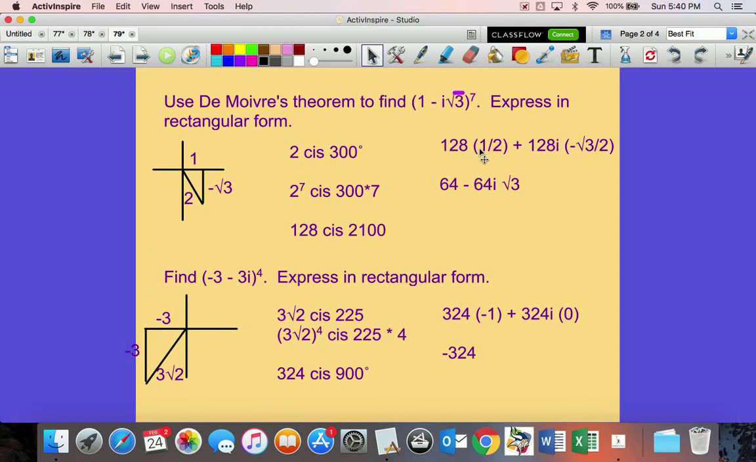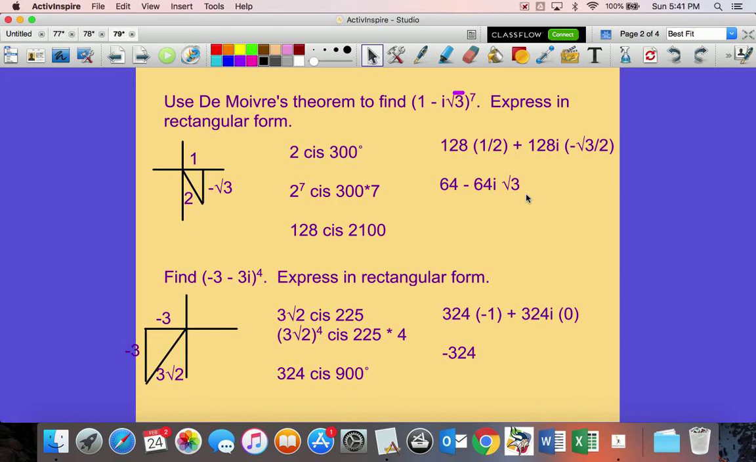So we'd have 128 times 1/2, which would give us 64. And then our second part is the imaginary part, which goes with the sine. So sine of this triangle would be opposite over hypotenuse, negative square root of 3 over 2. So we would take 128 times i times negative square root of 3 over 2. Multiply all that together, we get negative 64i square root of 3. All right, so there's our final answer there, 64 minus 64i square root of 3.